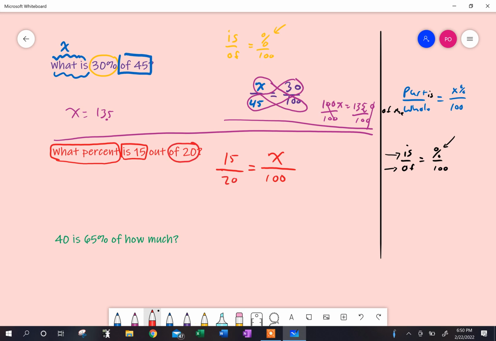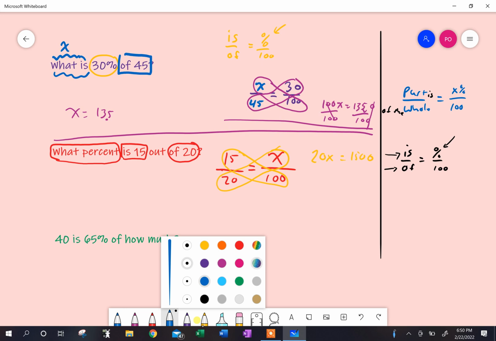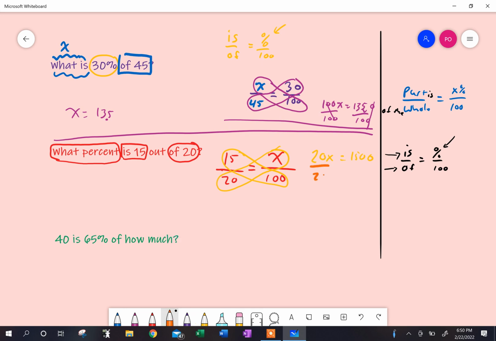Now, once again, we're in good shape. I'm going to cross multiply. I get 20x equals 15 times 100. After you cross multiply, then you divide. I'll divide using orange. I'm going to divide by 20, divide by 20. That's going to go away.